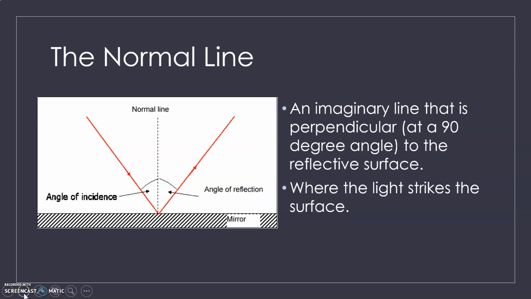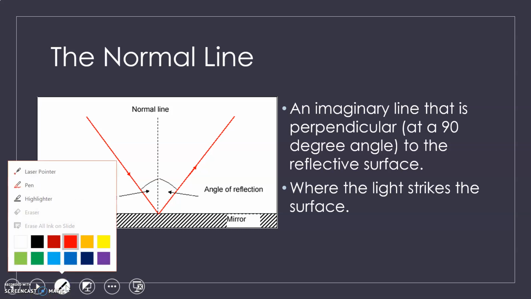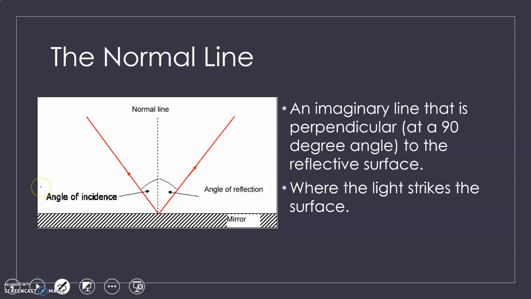So the first part is the normal line. That is essentially just an imaginary line in the middle of both rays. So that would be the normal line. It's perpendicular to the surface. So right here the surface is a mirror. Perpendicular means it creates a right angle, so it is straight up. And again, a normal line is just in between. It's essentially wherever the light ray hits, the normal line goes straight up.